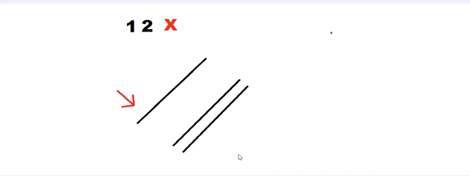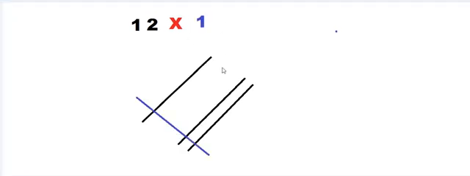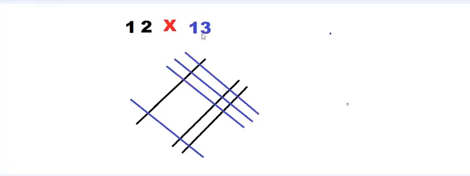Okay, so what is the next number? The next number is 1. So we draw one line in this orientation. After that the next number is 3. So after leaving some space we draw 3 lines in this orientation.